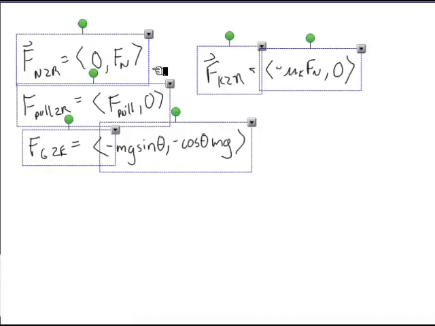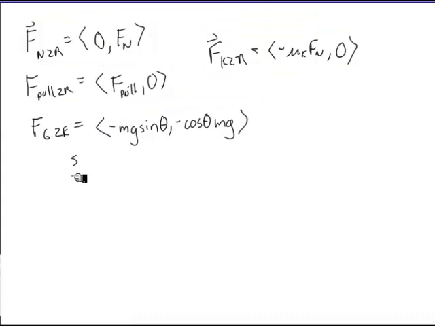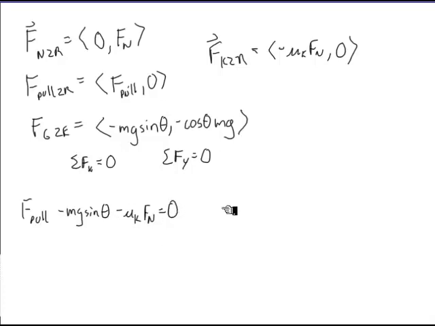And I'm guessing at this point probably half of you are done already. I don't know why I'm so slow. Got to write. All right. So the sum of the forces in x equals 0, sum of the forces in y equals 0. The one nice thing about this problem is that it's constant velocity. So F pole minus mg sine theta minus mu k Fn for the x's, and then for the y's, Fn minus cosine theta mg equals 0.